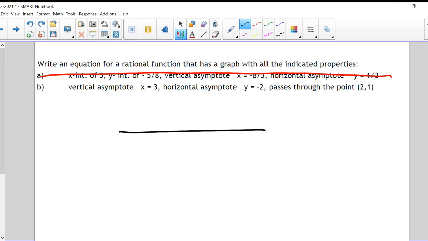They give us a vertical asymptote, x equals 3. They give us the horizontal asymptote of y equals minus 2. Then it says it passes through the point (2, 1). I don't know what we're going to do with that yet. But anyway, let's see if we can figure this out. What can we do with the information we have now? Can we figure out either a numerator or a denominator? What do you think, folks? Is there enough information to help us out with either one of those?